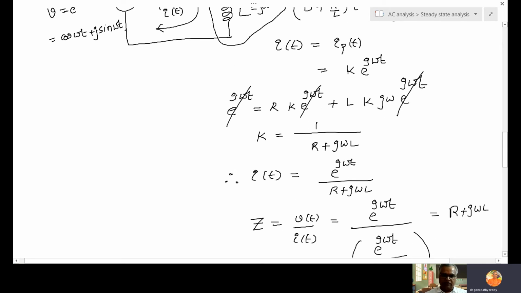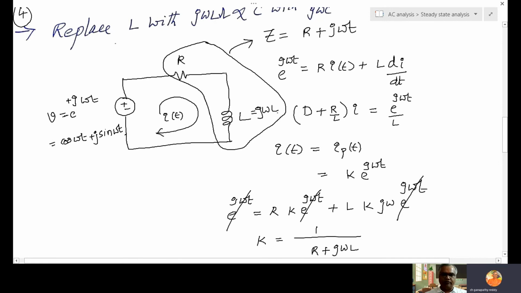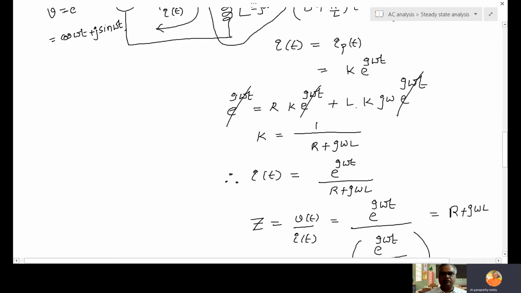Now we are thinking, is there any other way to get the same answer? Yes. What is that other way? Replace L with j omega L. Total impedance is R plus j omega L. Current is nothing but voltage by impedance. So directly you are getting this answer.